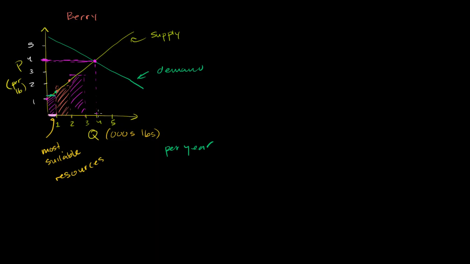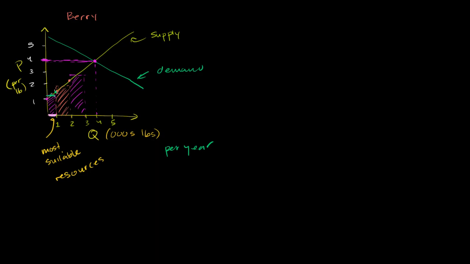The very 4,000th pound produced by the suppliers, the opportunity cost for them to produce it would be $4, and they're going to get $4 exactly for it. So they're right on the fence. But for the first 3,999 pounds, the opportunity cost of producing it was lower than the price they're getting. So in this situation, the producers are getting more for their berries than their opportunity cost.